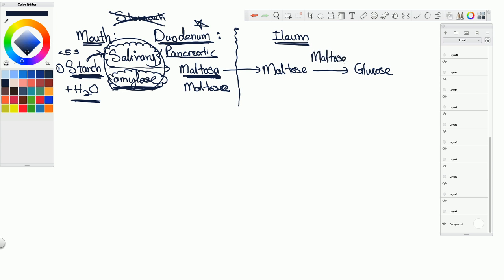Maltase, an -ase, is an enzyme. It can digest maltose into glucose. Once it becomes glucose, that's the end of carbohydrate digestion. So we're done here with number 1. Okay, for the carbohydrates, I hope you can understand. So I'll repeat one round before proceeding to the protein.